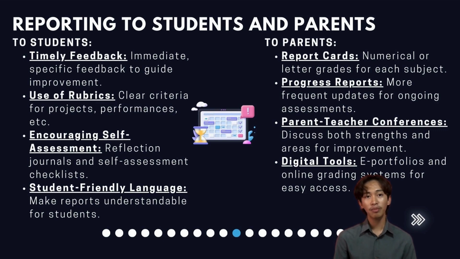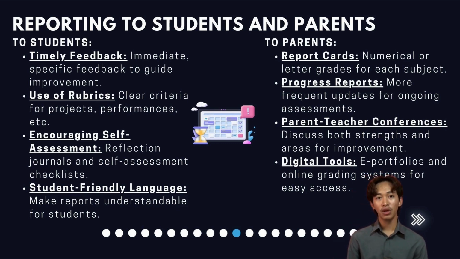The third one under reporting to parents is digital reports and portfolios, and we have e-portfolios. It is an online collection of students' work that can be a powerful tool for sharing results with parents. E-portfolios allow parents to see the progression of their child's work in real time. Another one is online grading system. Many schools now use digital platforms where parents can access grades and feedback on assessments at any time. Reports should highlight both strengths and areas for growth. A balanced approach makes it easier for parents to understand their child's abilities and challenges.